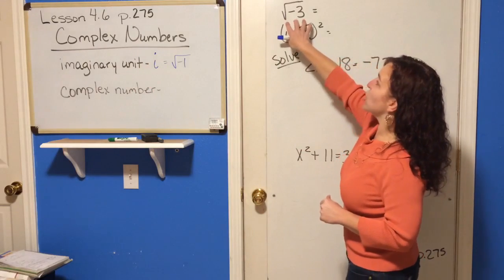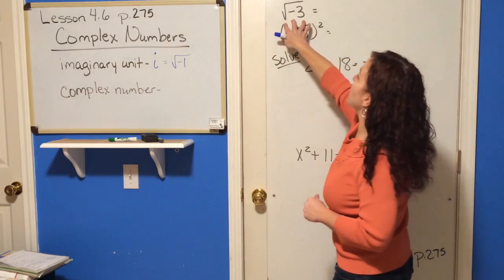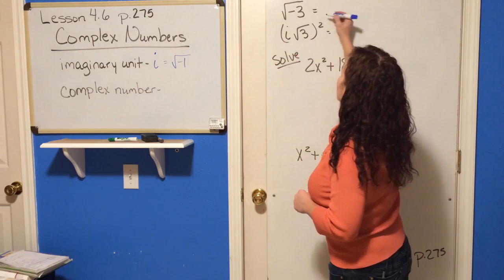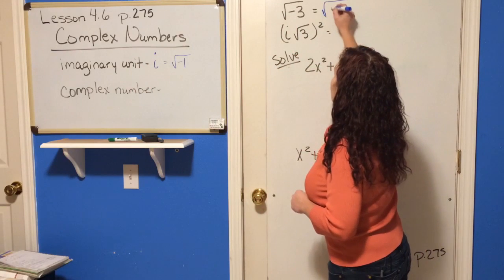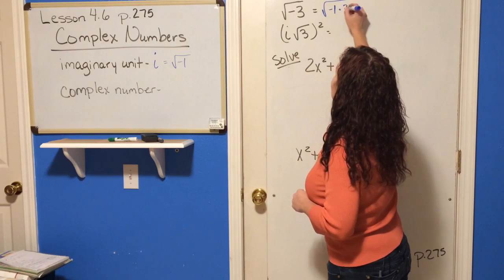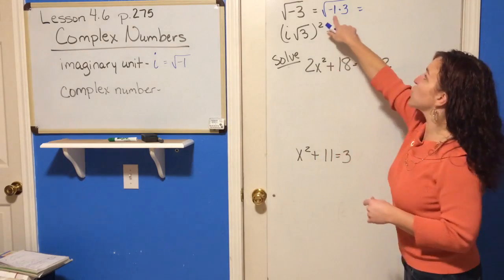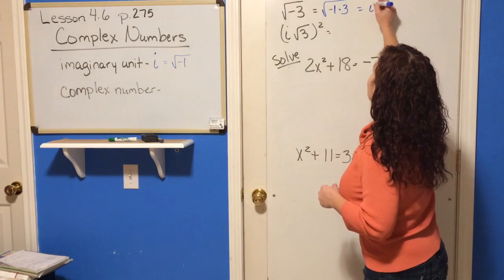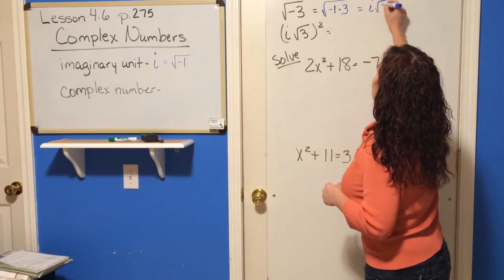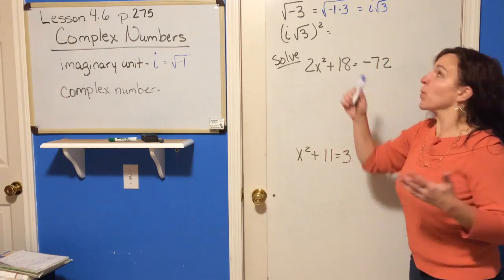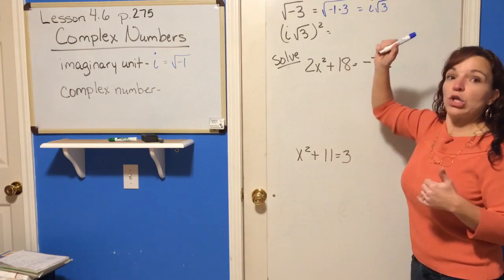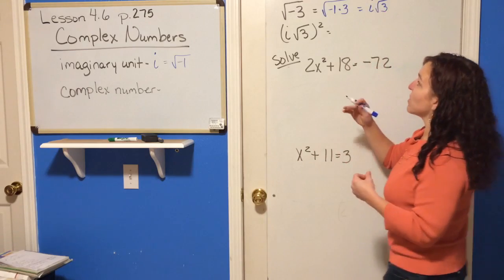And so what that looks like in real numbers is if you have the square root of -3, that's the same as the square root of -1 times 3. And so the way you're going to show this is, well, the square root of -1 is i, and then the square root of 3 is still the square root of 3. So this is what that would look like when you're simplifying it.